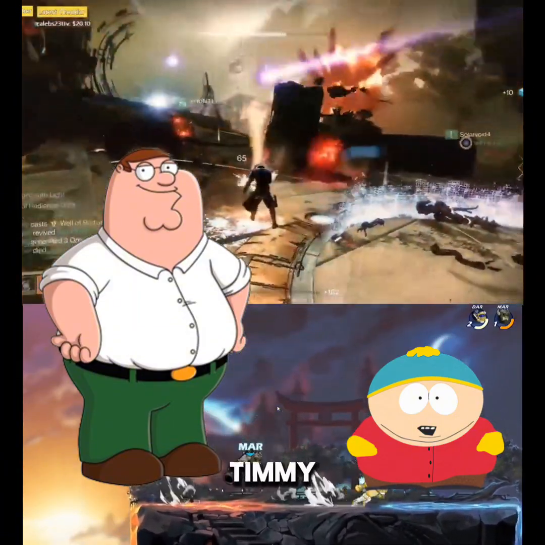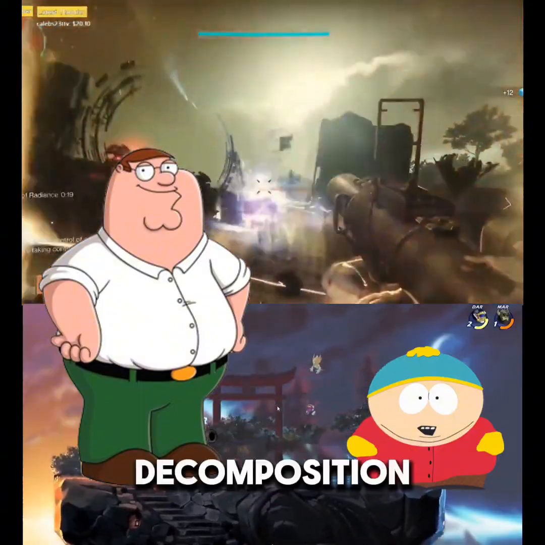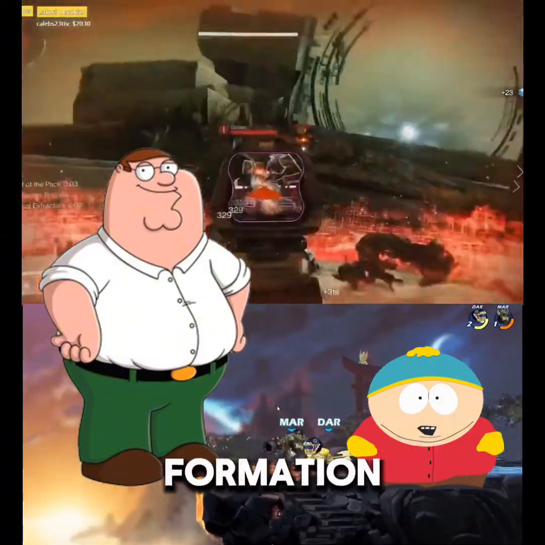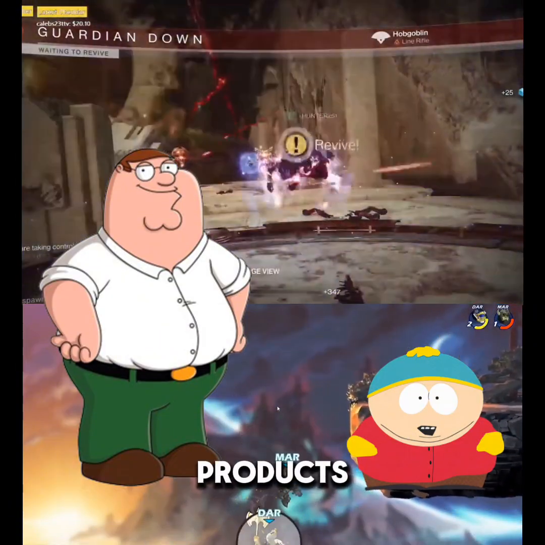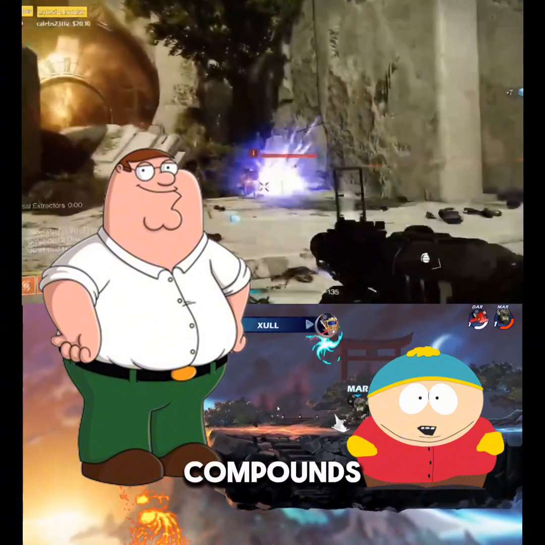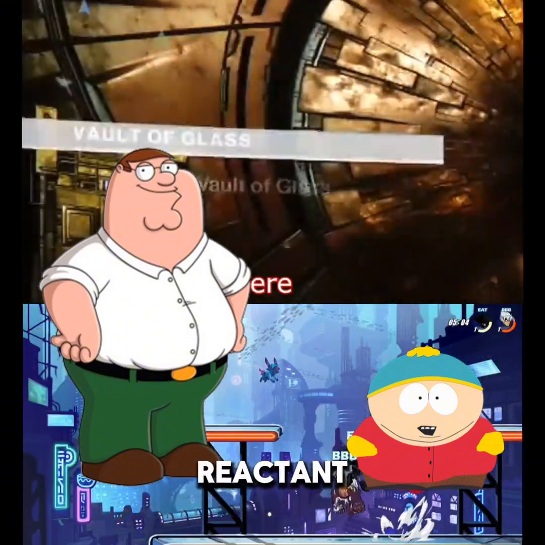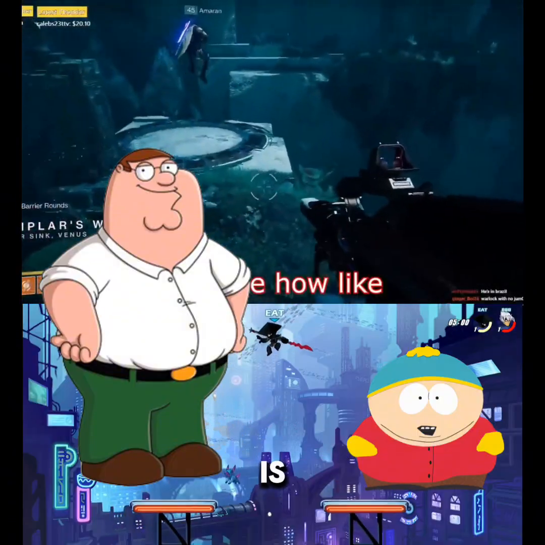Why, of course, Timmy. The rules of a decomposition reaction are as follows. In a decomposition reaction, the rule for product formation is that a single reactant breaks down into 2 or more simpler products, meaning the products will always be the constituent elements or smaller compounds that make up the original reactant. Essentially, the compound decomposes into its parts when energy is added.